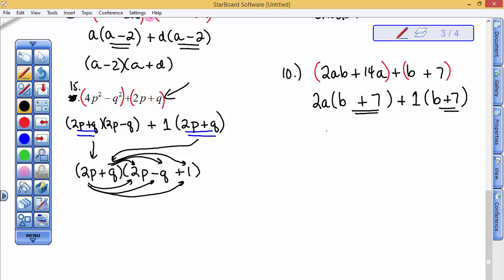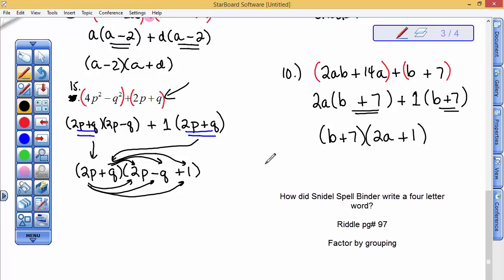And oh good, now I can bring down this common binomial factor, and the 2a will have a partner with it. It'll have that 1, and you will have your binomial times your binomial, which will FOIL out to be this. Would you now stop this video and do the riddle called How Did Snidely Spellbinder Write a 4-Letter Word? I'm not going to write this all out. The riddle page number is page number 97. Work those problems, factoring by grouping.